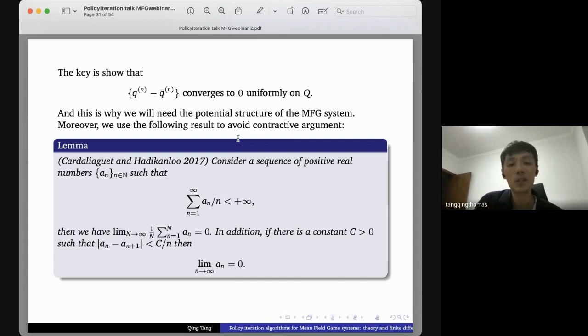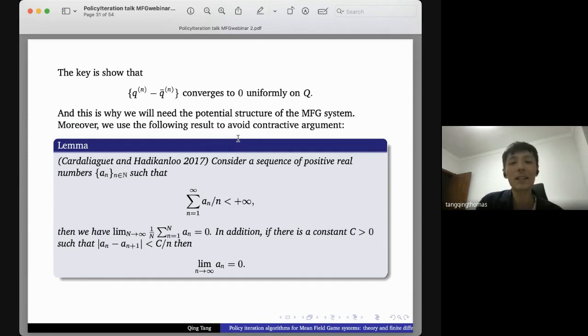Okay, so the key would be to show Qn and Q bar n converge to 0 uniformly on Q. If this happens, then the limiting point would actually be a solution to the MFG system, and everything is fine. I hope you agree with me on this point, but if you don't, please let me know. I can explain in more detail.